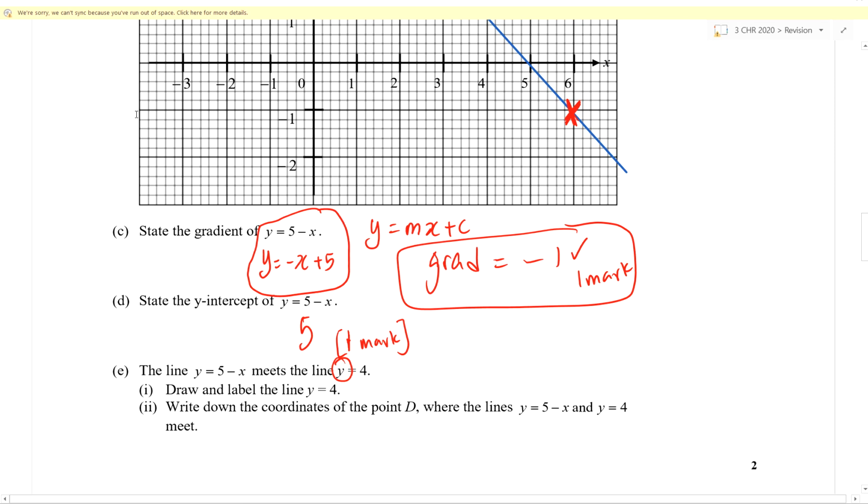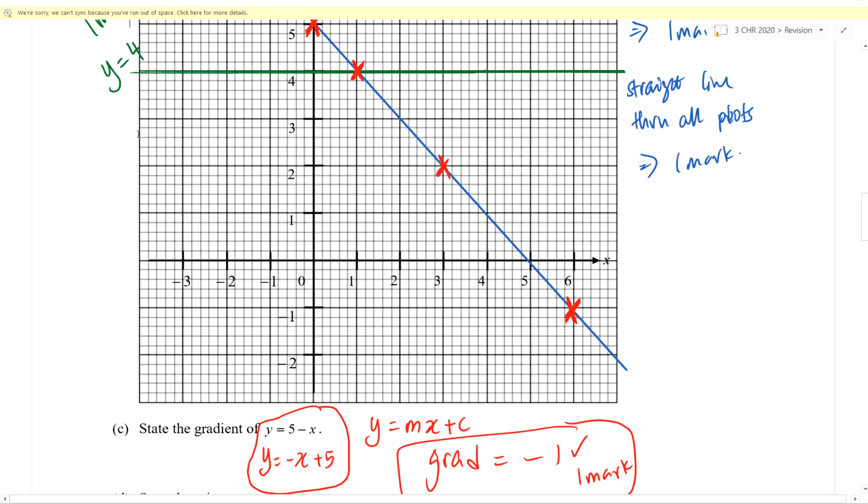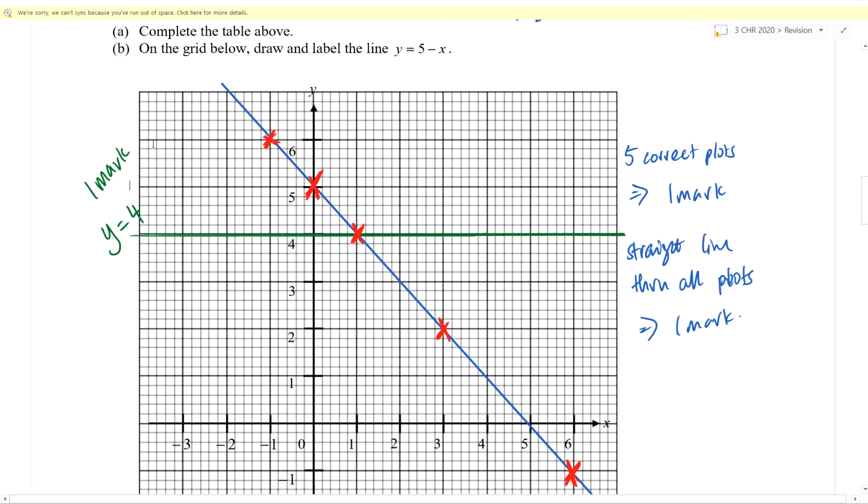Write down the coordinates of the point D where these two lines meet. Did the blue and the green line touch each other? Or cut each other, meet each other, intersect each other? All these mean the same thing. You can see where it is, right? So I need you to label D. They say the point D. So put on the D, the point, the letter D near where they meet.